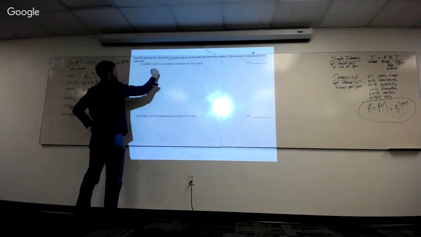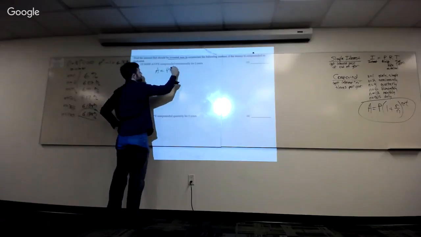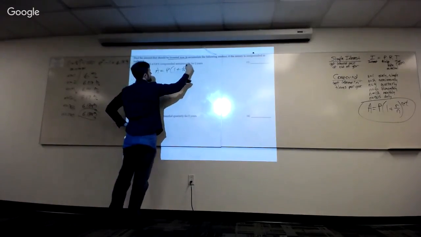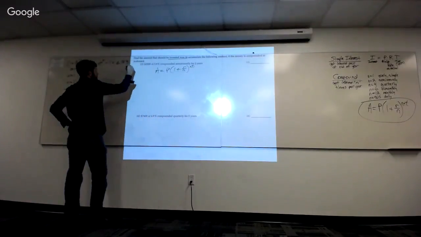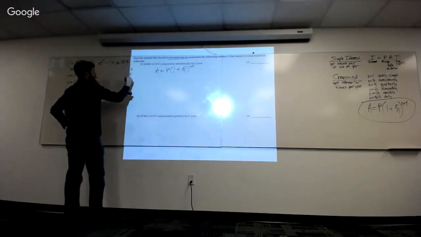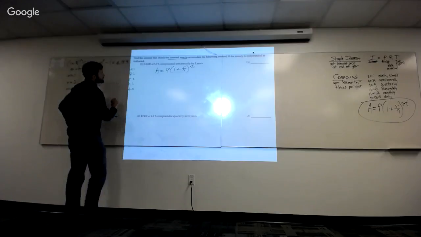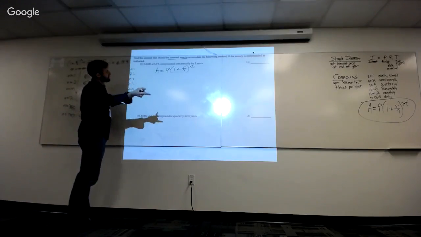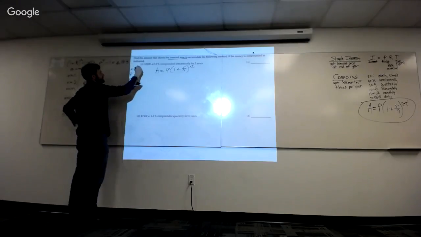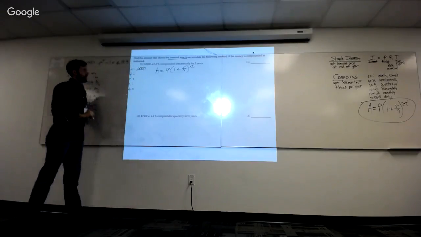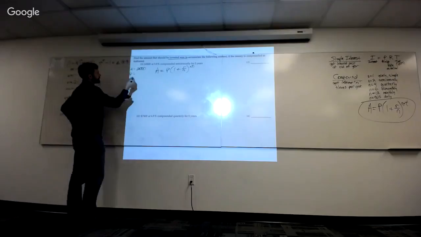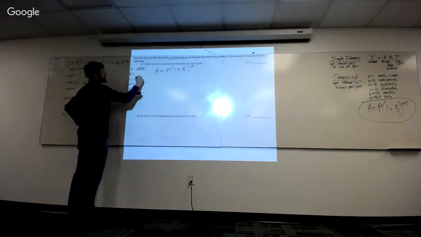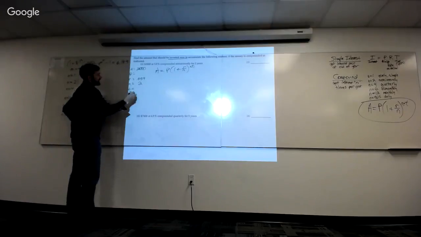So writing down our formula first, A equals P times (1 plus R over N) to the NT, where again we jot down all the things that we know: A, P, R, N, T. Find the amount that should be invested now to accumulate up to $2,000. So $2,000 is the amount of money we hope to have. The principal we don't know. The interest rate is 0.059. The number of times it's compounded is twice, semi-annually, and 2 years from now.